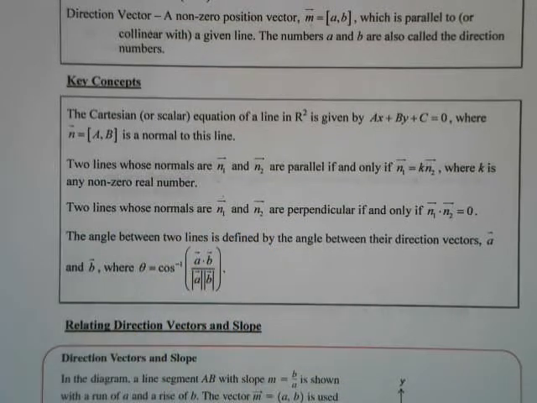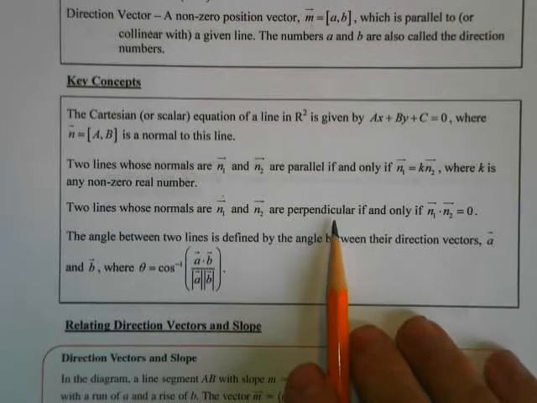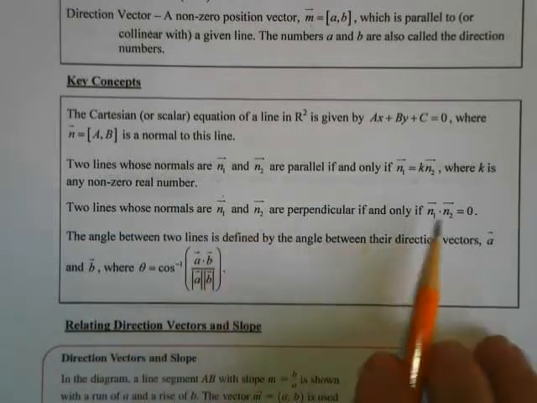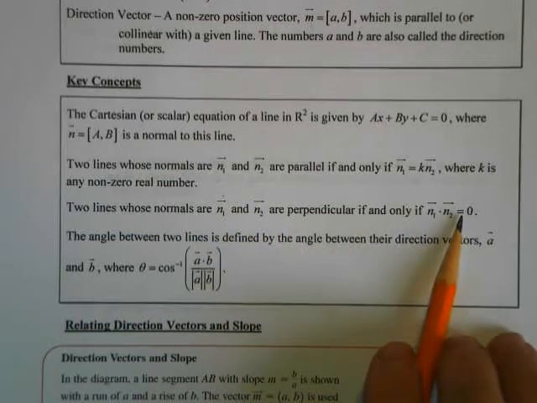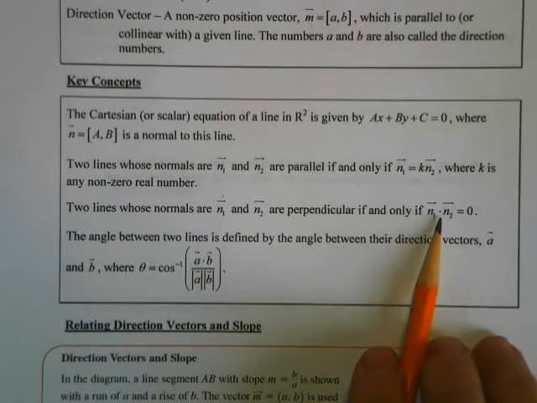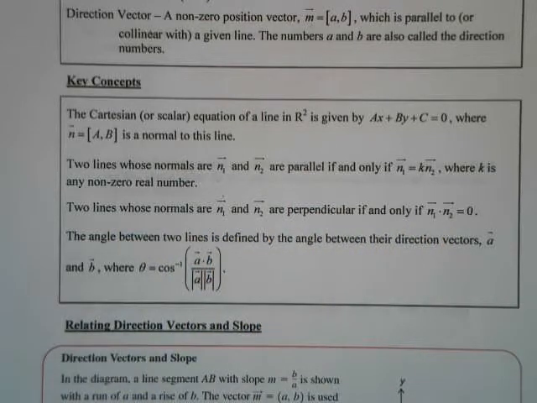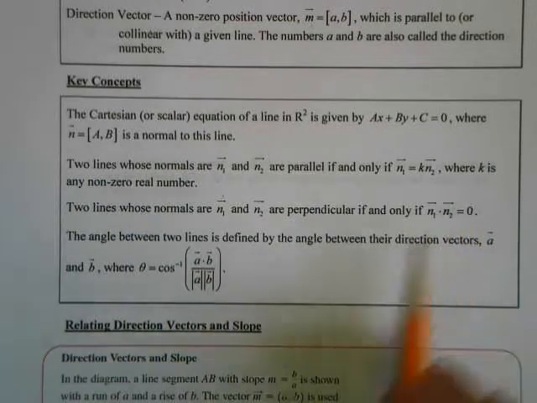Again, this one's also true. Two lines whose normals are n1 and n2 are perpendicular to each other if and only if the dot product of the two vectors is equal to 0. And we know that's true because if the dot product is 0, the two lines meet at a 90-degree angle. This is also true of the direction vectors. They're only perpendicular if the dot product of the two direction vectors is 0.